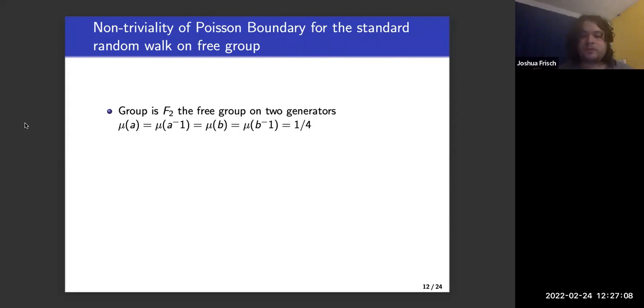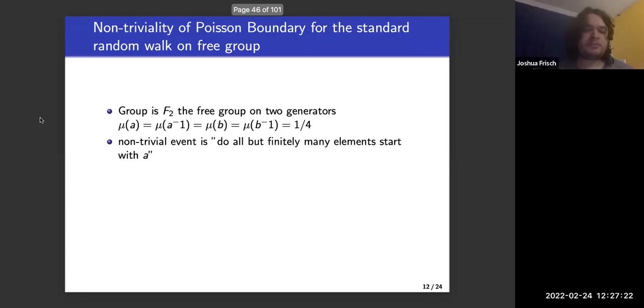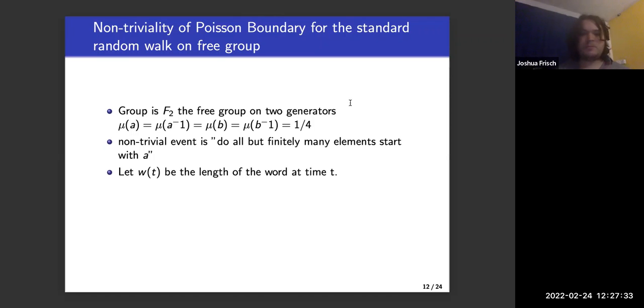So let me try and focus a little bit on this case of F2. So again, the group is going to be F2, and we're going to have mu of A equal to mu of A inverse equal to mu of B equal to mu of B inverse. And the non-trivial event is, do all but finitely many elements start with A? This is part of why I brought this one up earlier. So I just want to analyze this, and I want to show that this event is non-trivial.